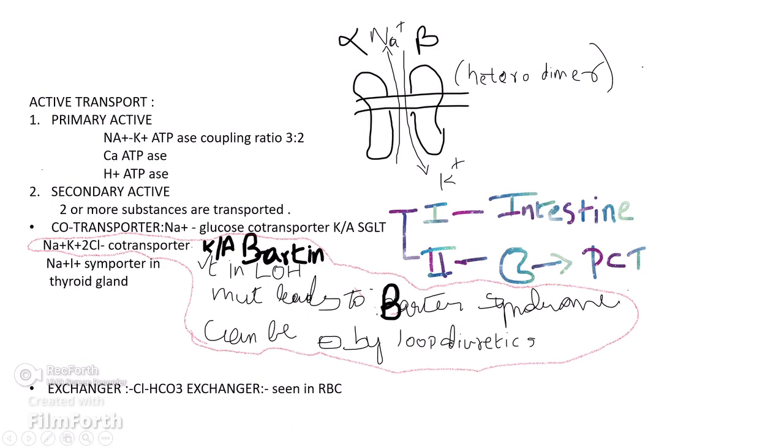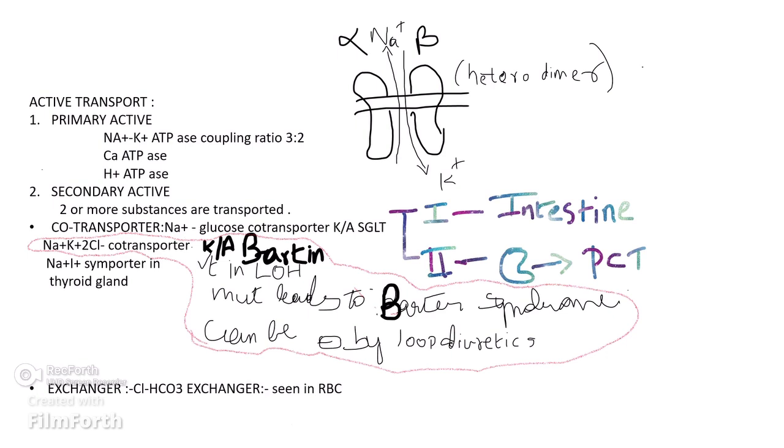Okay. Sodium potassium 2 chloride co-transporter. This is also known as Bartter channel. This channel is present in loop of Henle. The mutation of this channel leads to Bartter's syndrome. This channel can be inhibited by loop diuretics. Okay. Sodium iodide importer. Where do you find iodine? Iodine is important for thyroid gland for production of thyroid hormones. So sodium iodide importer is seen in thyroid gland.